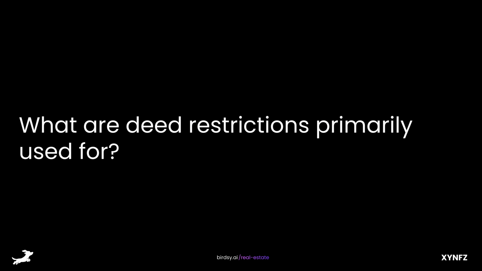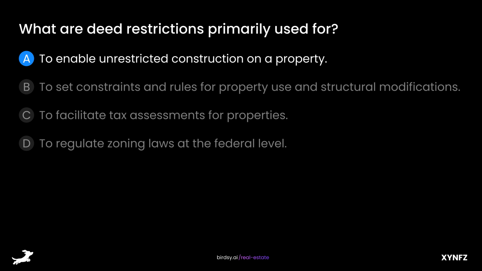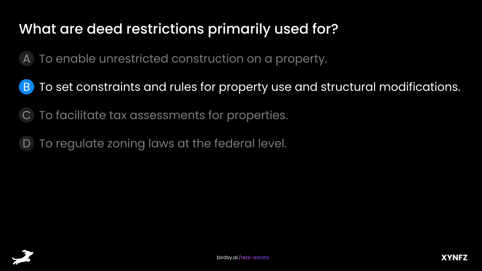What are deed restrictions primarily used for? Is it A, to enable unrestricted construction on a property? B, to set constraints and rules for property use and structural modifications? C, to facilitate tax assessments for properties? Or D, to regulate zoning laws at the federal level? The answer is B, to set constraints and rules for property use and structural modifications.